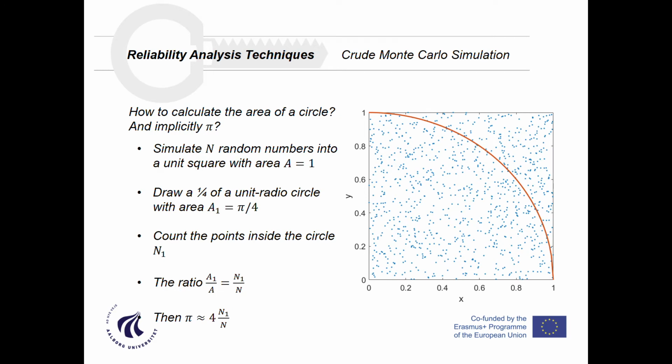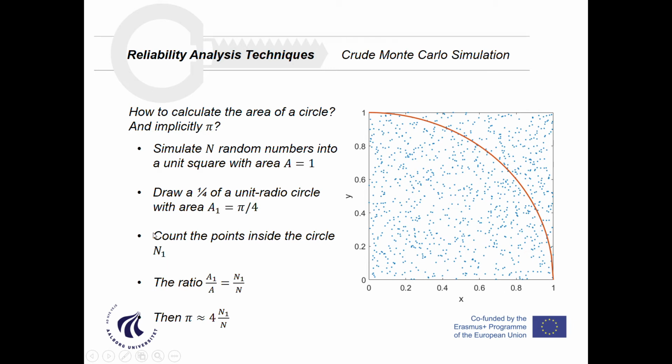The next technique is crude Monte Carlo simulation. In order to understand it better, I will show a small example on how to calculate the area of a circle, and implicitly pi. So let's imagine we have this quarter of a circle. What we will do here is simulate n random numbers into a unit square with area A equal to 1, which is this square here. Then we're going to draw a quarter of a unit radius circle with area pi divided by 4.